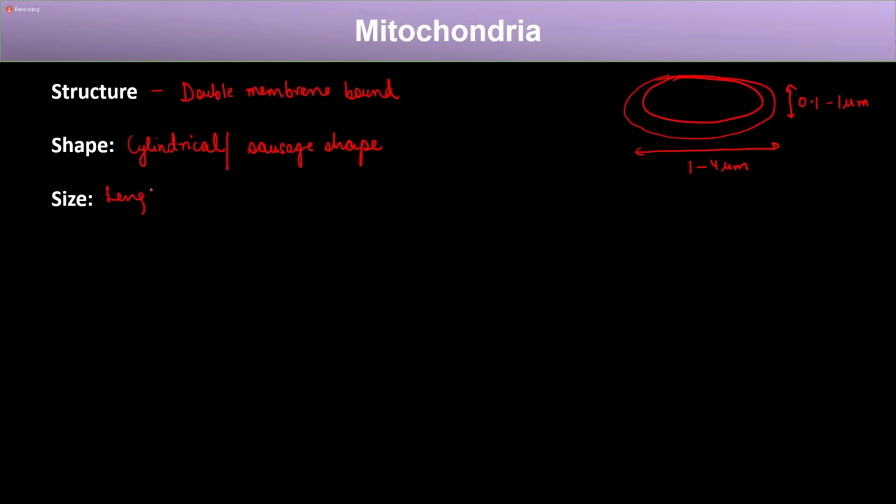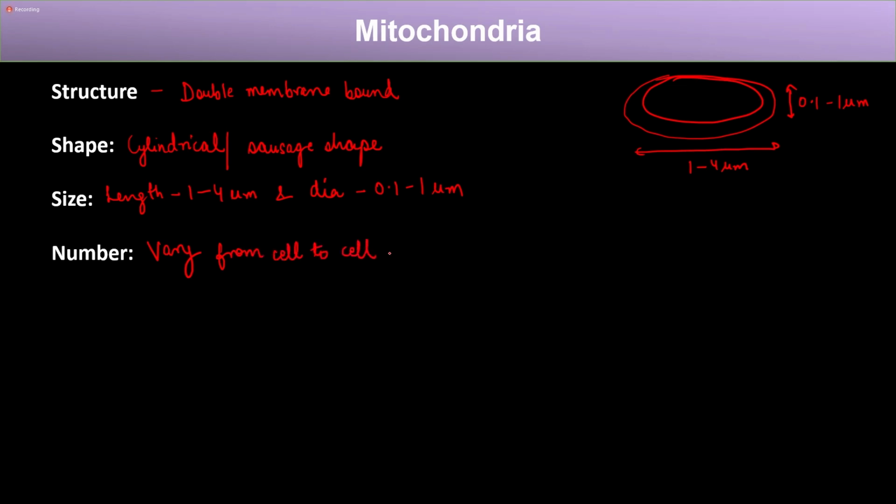So we can write the length is 1 to 4 micrometer and diameter of mitochondria is 0.1 to 1 micrometer. Apart from this, if we talk about the number, how many mitochondria are present in a particular cell, this number varies. It is not important that all cells consist of an equal number of mitochondria. The number of mitochondria varies from cell to cell.